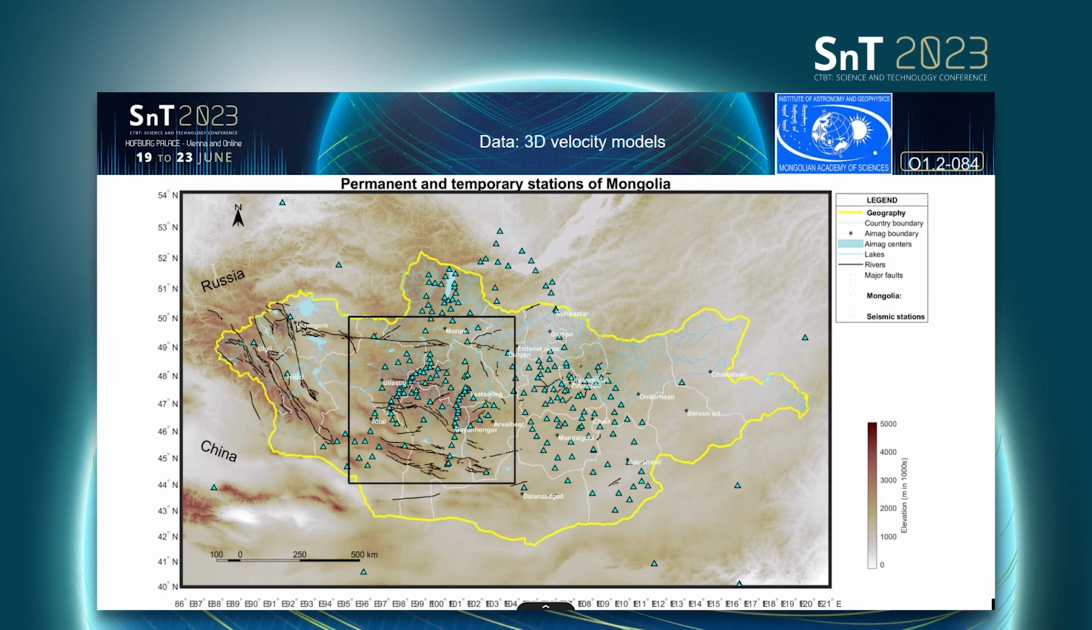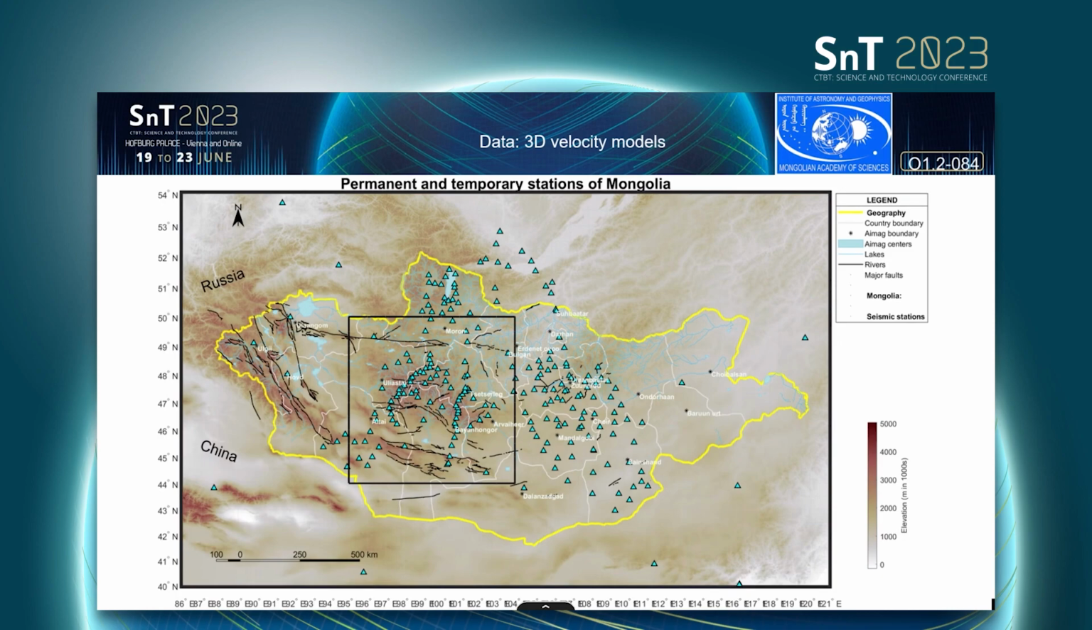Here I will talk about the 3D velocity models. This is the map of Mongolia. The black square shows the study area, the Hangay region. Mongolia is covered by some temporary station networks, and here you can see the permanent and temporary stations.